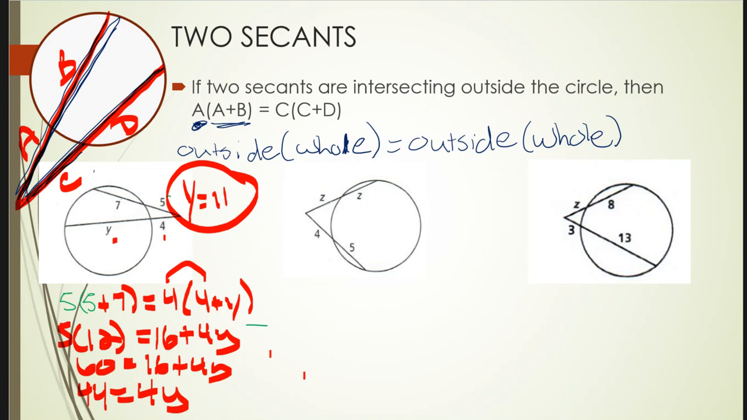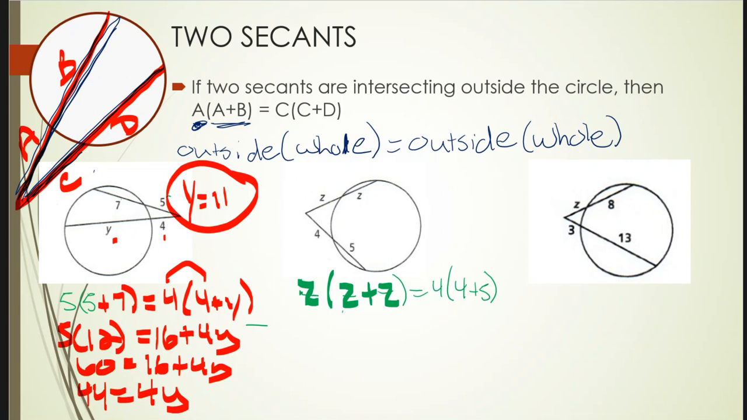All right, next example. For this one, sorry for yawning. We have the outside times the whole. So the outside is z. The whole is z plus z. Let me put my little line in here to make it clear. And then we have 4, the outside, times the whole, which is 4 plus 5. All right, and then let's do that math.